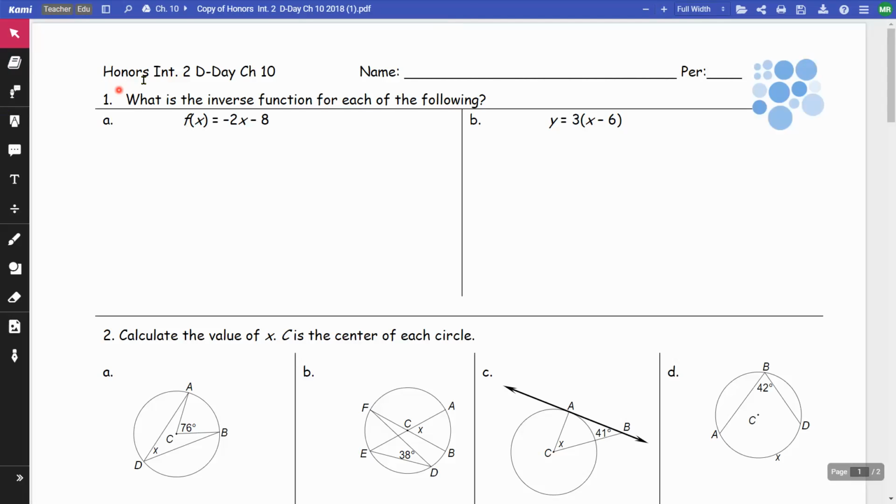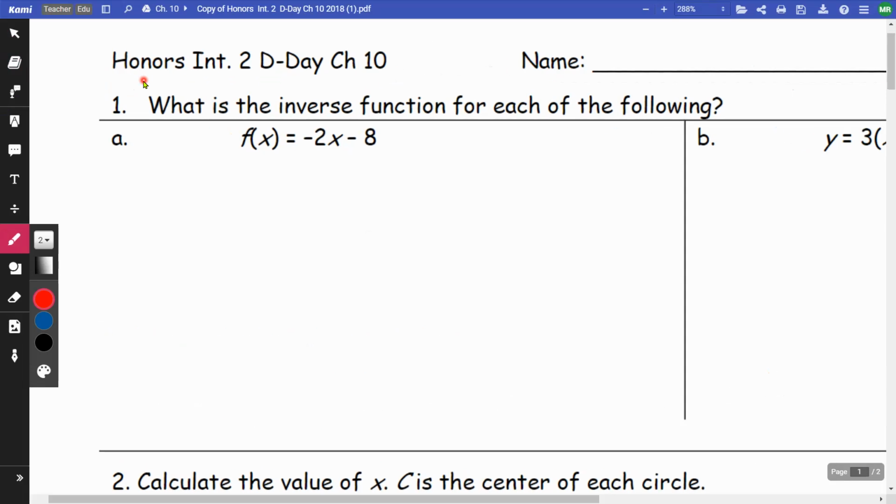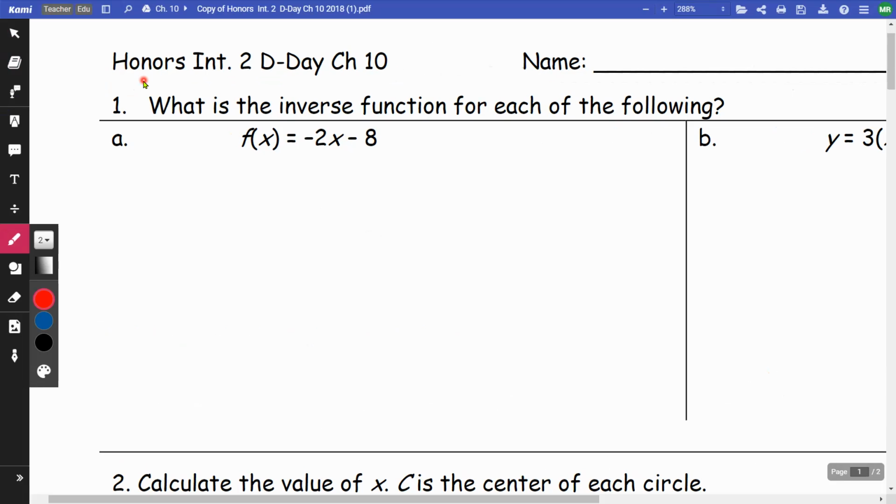This video is on Integrated 2, Chapter 10, D-Day number 1. So on this first problem, first two, what we're doing is we are trying to find the inverse for each of these. So what we're going to do is we're going to switch our x and y. Remember, f of x is really just a fancy y. So I'm going to go x is equal to negative 2y minus 8. And then we are going to get this to be in y form.